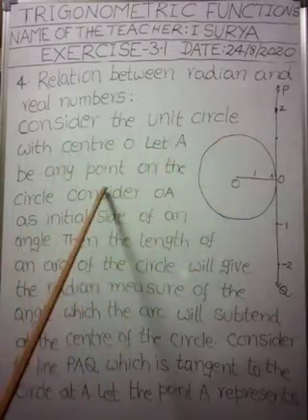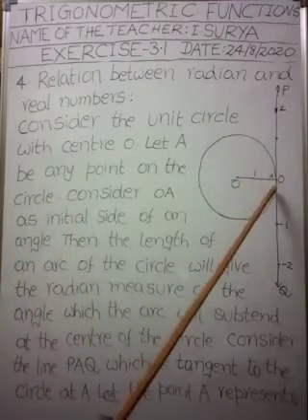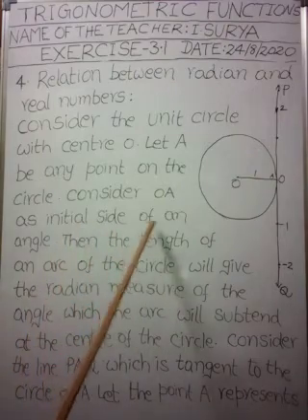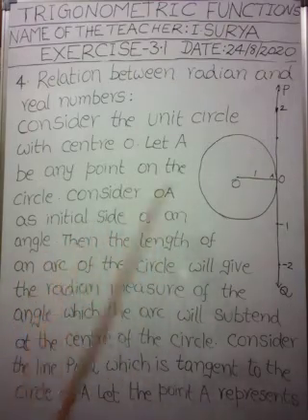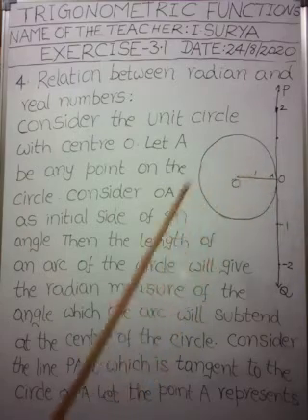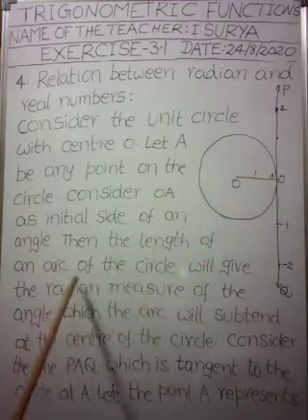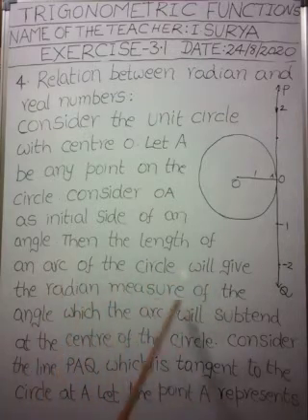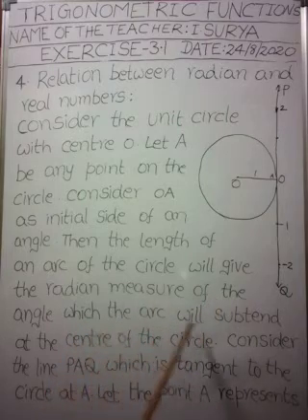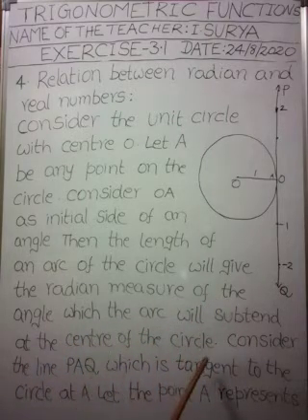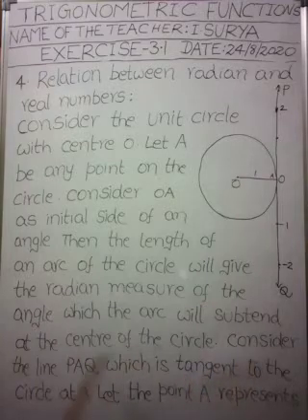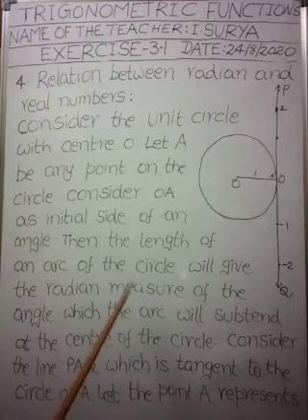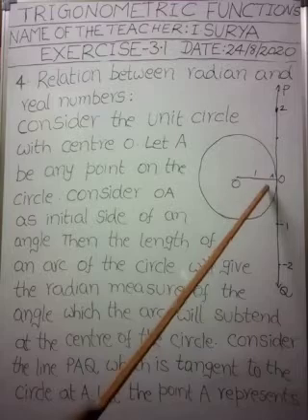Let A be any point on the circle. Consider OA as initial side of an angle. We consider this is the initial side of an angle. Then the length of an arc of the circle will give the radian measure of the angle which the arc will subtend at the center of the circle. Okay, my children. Consider the line PAQ which is tangent to the circle at A. This is a tangent to the circle at A.